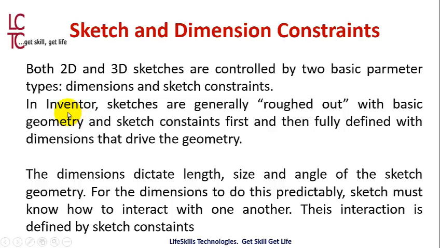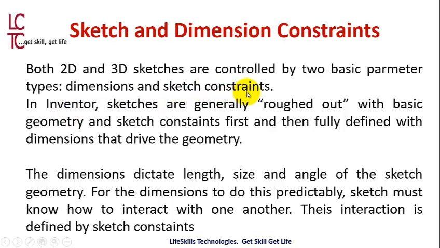The beauty of Inventor is that it is parametric. When you change a dimension, the length of your drawing will change. In AutoCAD, it will not be easy like that. When you make a mistake in AutoCAD, at times you may have to redraw everything. But in Inventor, you don't need that. All you need is to change the dimension. So we have dimension constraint.